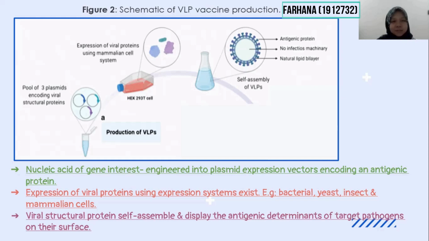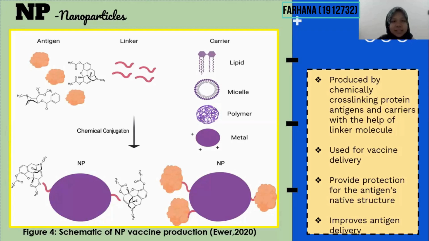Next is the nanoparticle vaccines, which are produced by chemically cross-linking protein antigens and carrier with the help of linker molecule to increase immunogenicity and decrease degradation of the antigens. These carriers can be lipid-based, polymeric, or metal-based molecules. Studies have shown that nanoparticles have been used for vaccine delivery with several advantages, which includes enhanced protection against premature degradation, good stability, and improved adjuvant qualities.